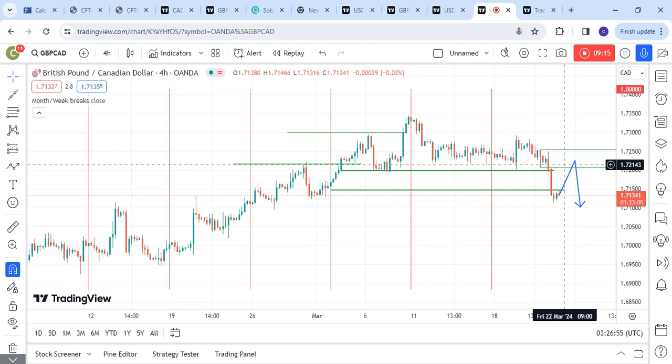So what simply happens in Forex is this: when you execute a trade and it doesn't really go your way, it gives you another opportunity for you to actually see other opportunities that you can trade.